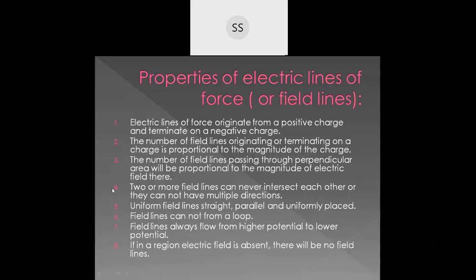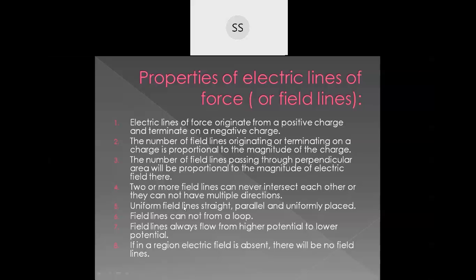Uniform field lines are straight, parallel and uniformly spaced. Field lines cannot form a loop. Field lines are always straight lines, not circular, and they cannot form loops. Field lines always flow from higher potential to lower potential. Higher potential means near the source charge the potential is higher, and away from the source charge the potential is lower. If in a region the electric field is absent, there will be no field lines. Obviously, electric field zero means there will be no field lines.